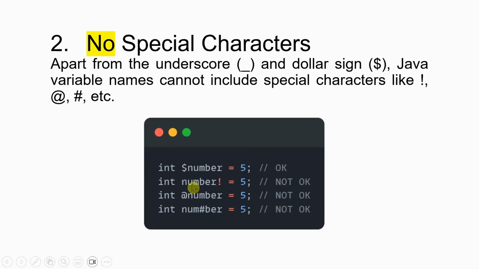But now if we move on to the second example, integer number, we have an exclamation mark here. So this is not allowed in Java. The third one, we start with an at sign, so this is also not acceptable. And finally, if you notice, there's a hashtag in between the number here. So this is an invalid variable as well.